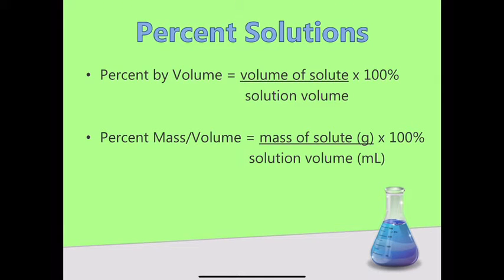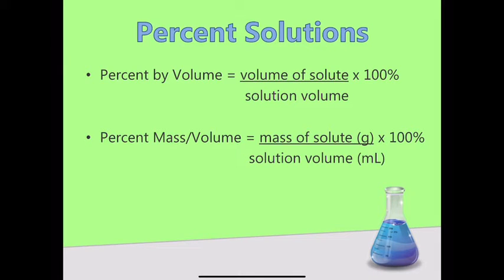Science friends, we are taking a deeper dive into our solutions lesson today and talking about percent solutions. So oftentimes when we're dealing with solutions, you will be told to make a 70% solution of hydrogen peroxide or make a 5% solution mass by volume of albumin. And so how do you make those solutions?